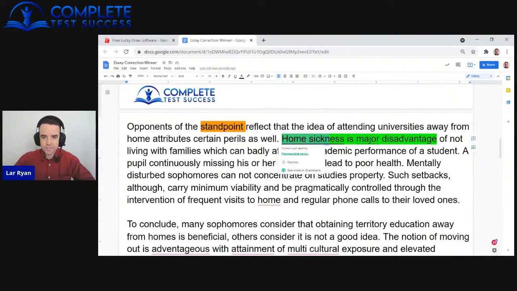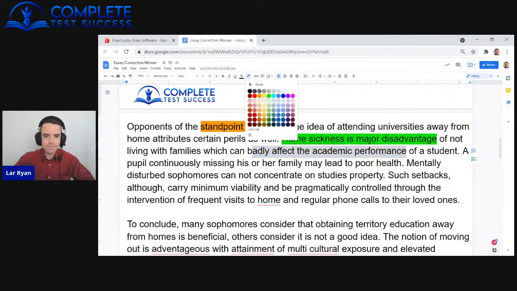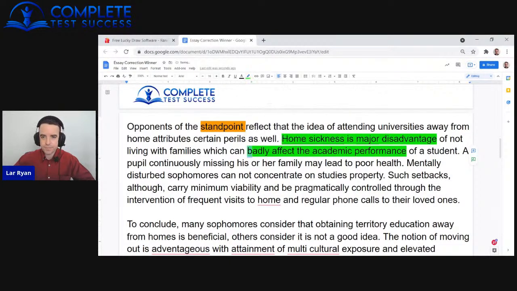So homesickness is a major disadvantage. Again, grammar mistakes here. A major disadvantage of not living with families, which can badly affect the academic performance of a student. So this is 2 main ideas. So do we want to talk about homesickness, or do we want to talk about the effect to academic performance? Both of those would be fine, but we need one and we need to develop it. A pupil consistently missing his or her family leads to poor health. So there's a third disadvantage.